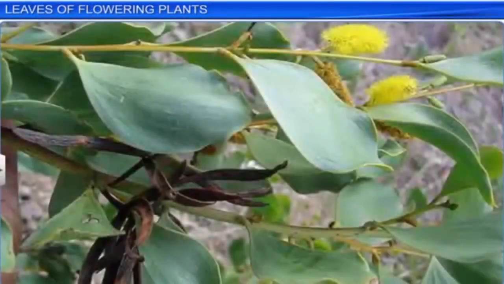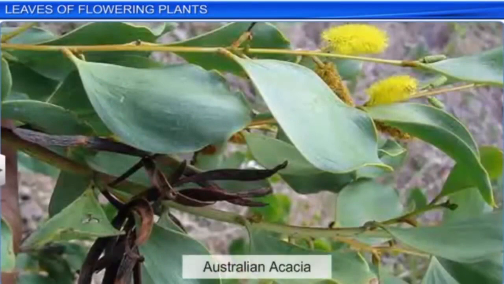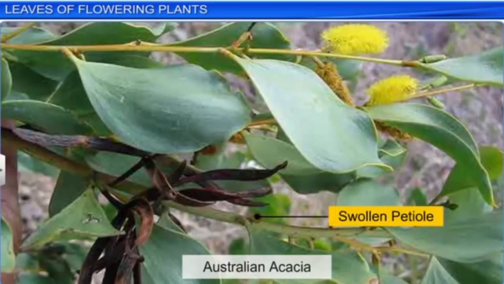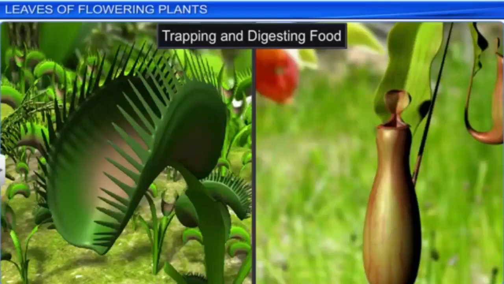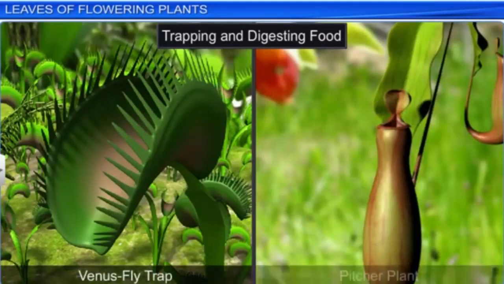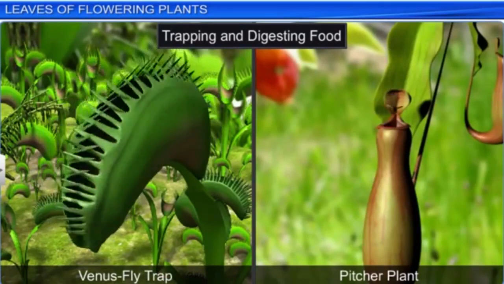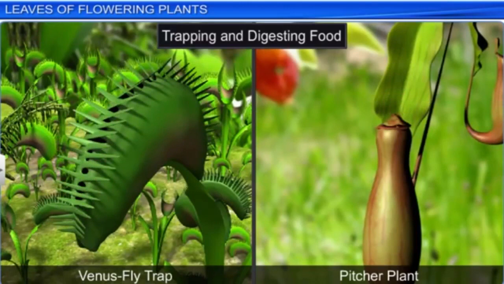Another plant, the Australian acacia, has petioles that expand, turn green, and synthesize food. Also, certain insectivorous plants like the Venus flytrap and the pitcher plant have modified leaves that help capture tiny insects, which are food for these plants. These insects are digested by the enzymes secreted by the modified leaves.